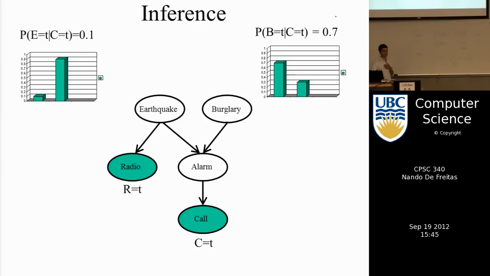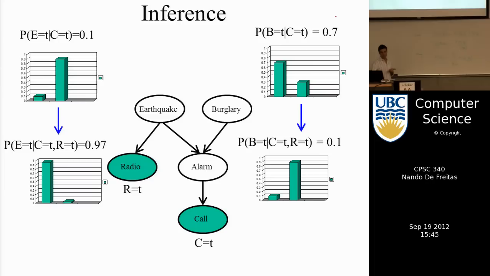So I update them. Now it's much more probable that there was indeed an earthquake. If this is true, and this is false, and like here, to answer a question that was asked at the back, sometimes you just need to compute the probability of true because the probability of false is 1 minus the probability of true. So I only focus on computing the true. And likewise, the probability of a burglary goes down.